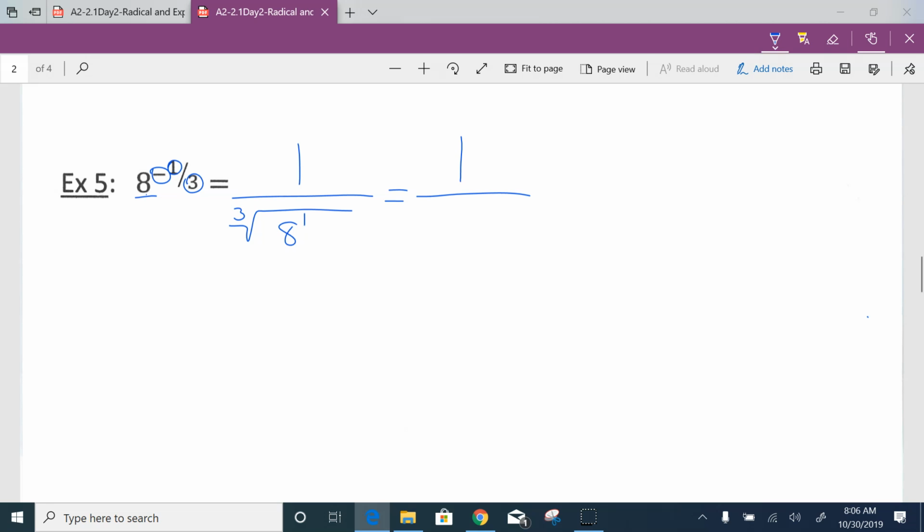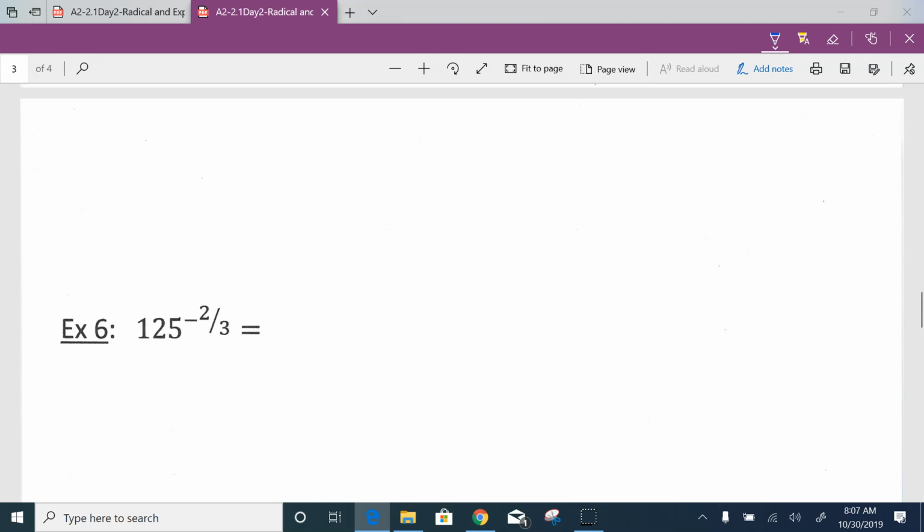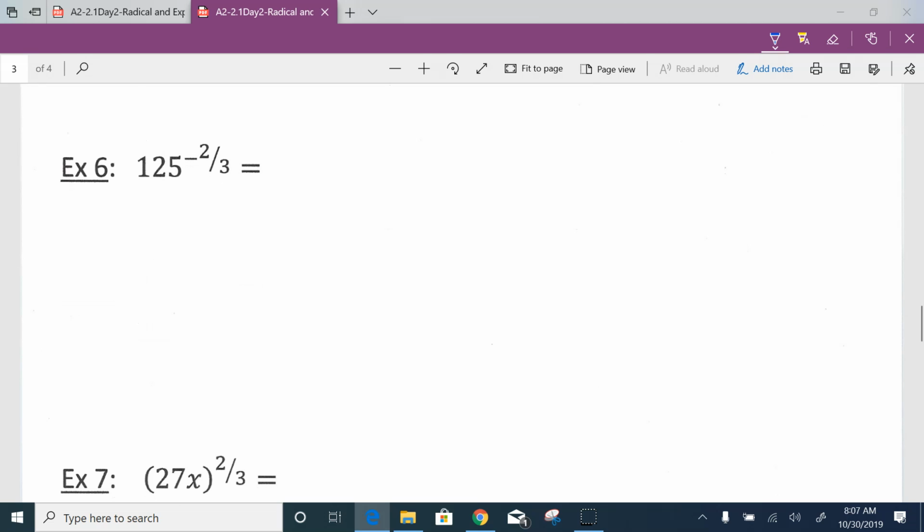We're not doing anything mathematically to it. So we need to ask ourselves, what is the cube root of 8? What number times itself again will give me an 8? If I look back at my chart, I know I get a 2. So basically, to summarize, 8 to the negative 1/3 power is equal to 1/2, period. So this isn't as intimidating as it may first look. Let's go ahead and try number 6 now, example 6.